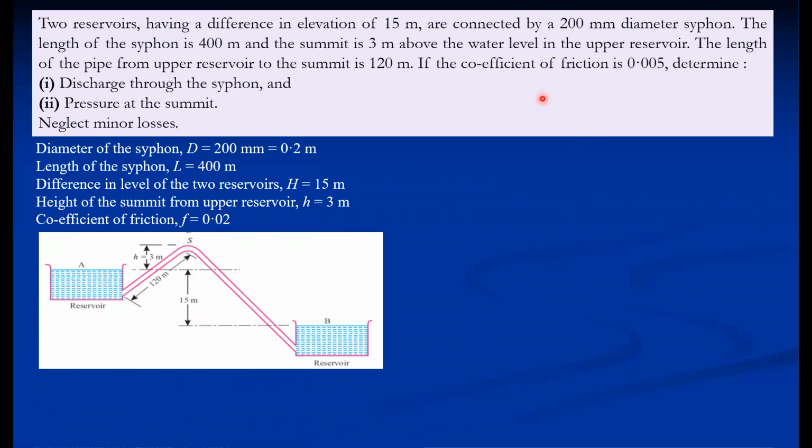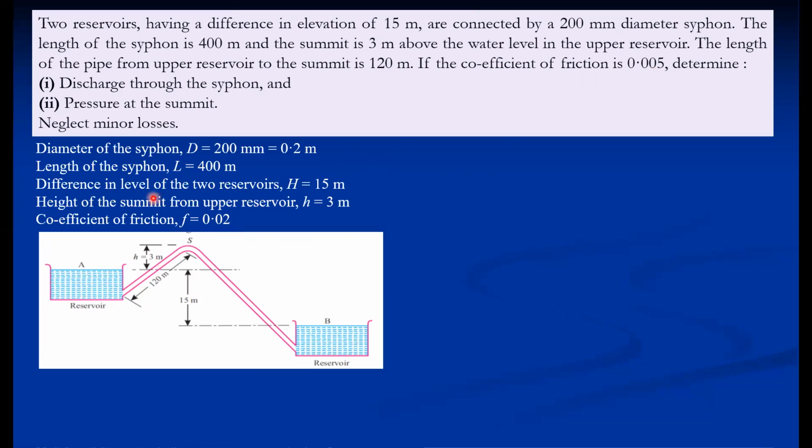We can write these values in appropriate notation: diameter d, length, difference in elevation capital H, and height of the summit from the upper reservoir small h. The coefficient of friction is the friction factor multiplied by 4. Generally, if this value is 0.0something, it is always f dash, the coefficient of friction, not the friction factor. But if we are using f L V square by 2 g d, then f is the friction factor.